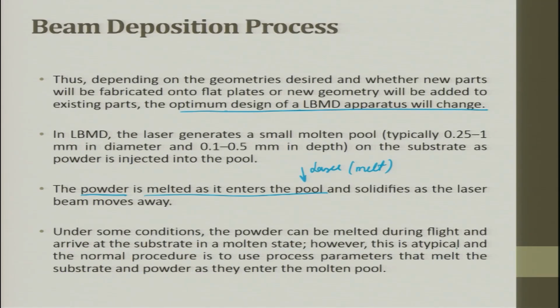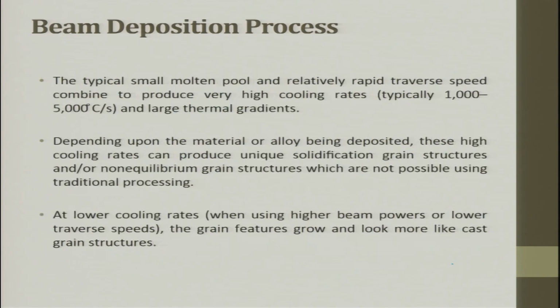However, a normal procedure is to use process parameters that melt the substrate and powder as they enter the melt pool. A typically small molten pool and relatively rapid traverse speed combine to produce very high cooling rates and large thermal gradients. So, gradients are created. These gradients are a disaster.